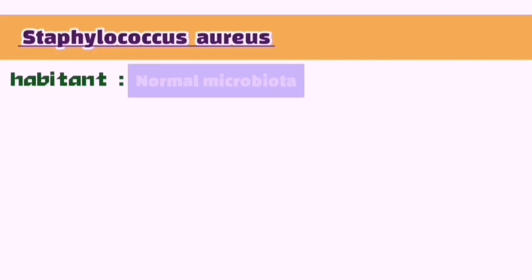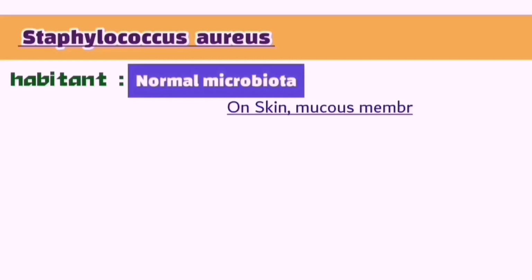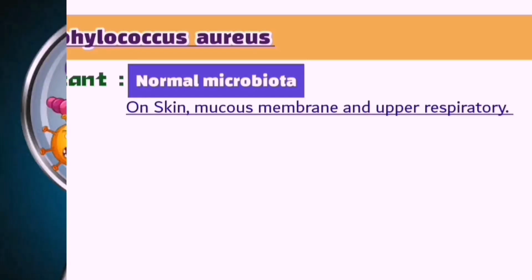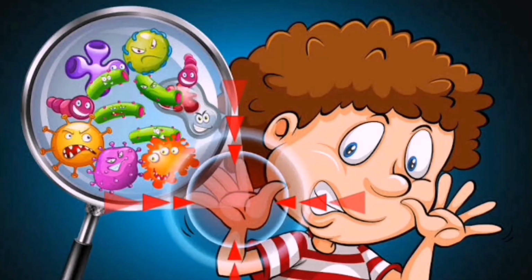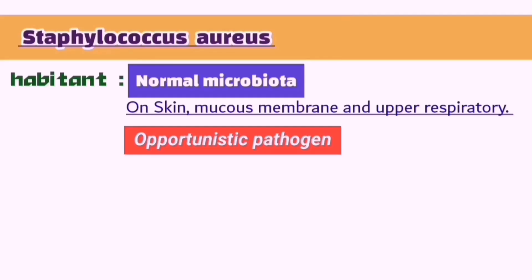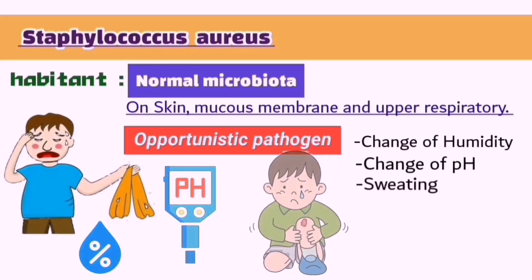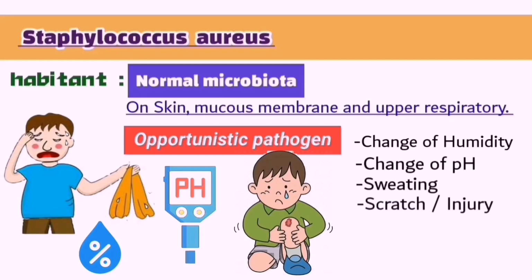Staphylococcus can be found as part of the normal flora on the skin, the mucous membranes, and in the upper respiratory tract, where it helps to prevent infections from other pathogenic organisms. But under different environmental conditions, such as a change in humidity, pH, sweating, or if natural barriers like the skin are damaged, it can become an opportunistic pathogen.